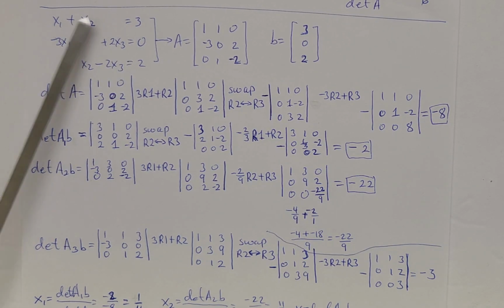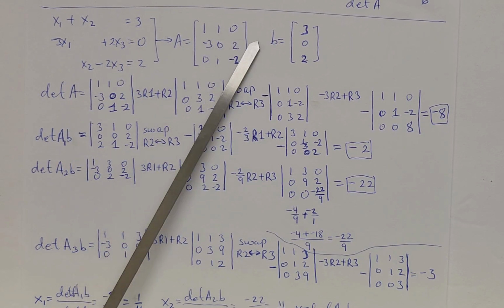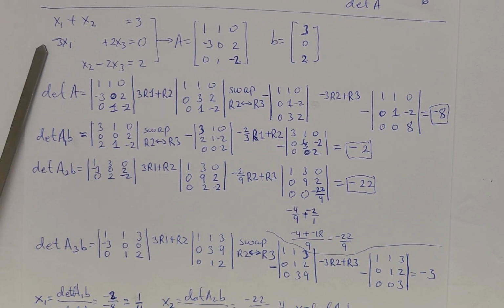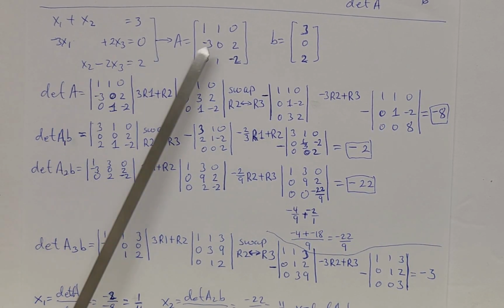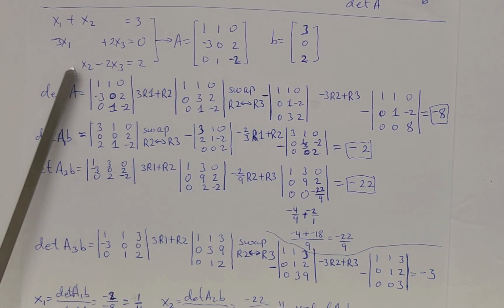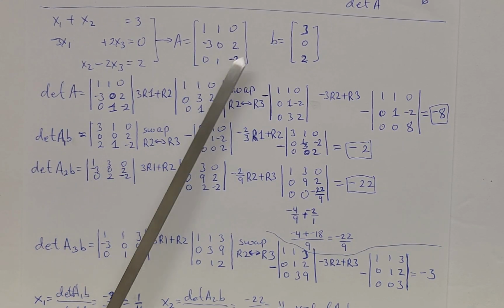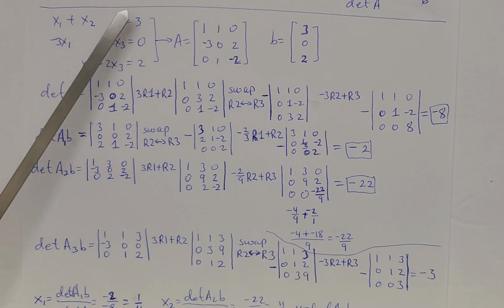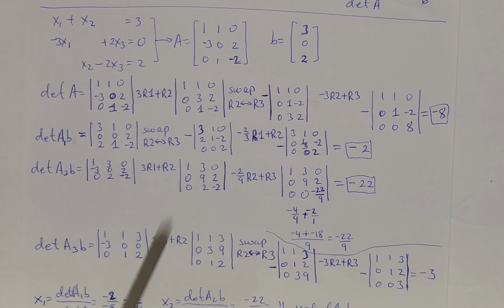So here is our problem. I have 1, 1. There's nothing here, so 0, 3. Okay, 0, negative 3. There's nothing here, 0. So 2, which is in this row. 0, 1, negative 2, which is here. So that's my A. And this right here, 3, 0, 2 will be my B.